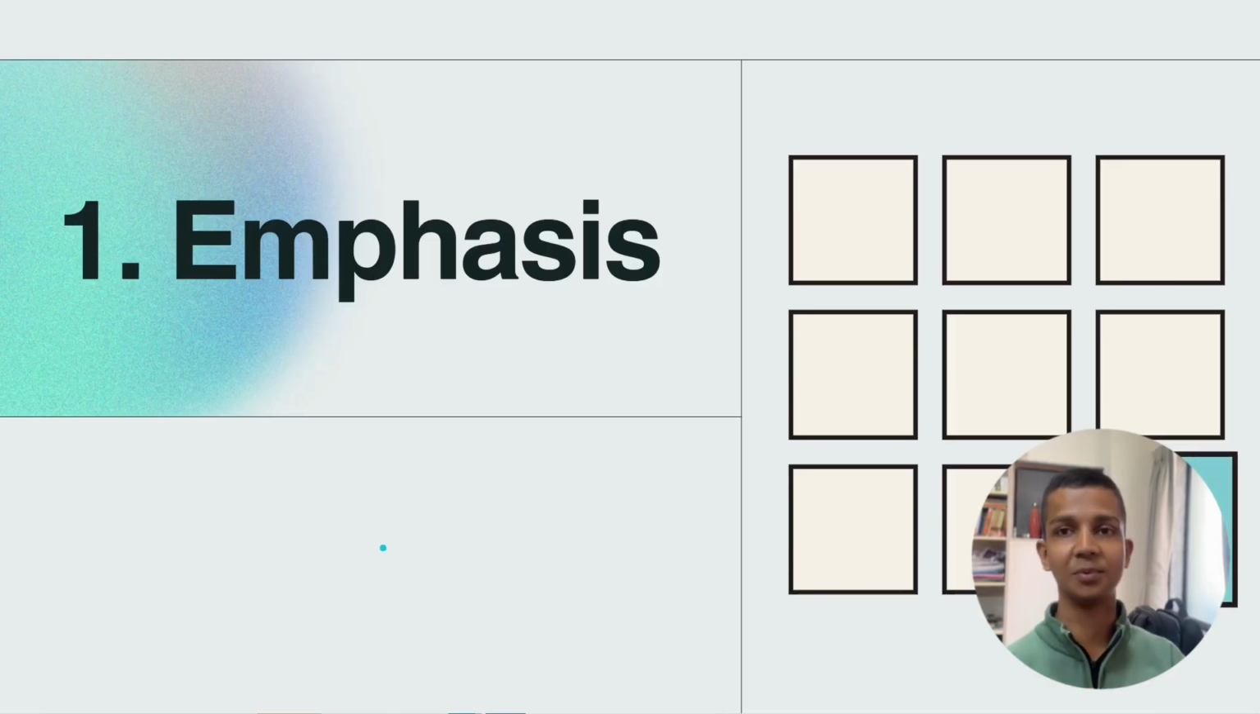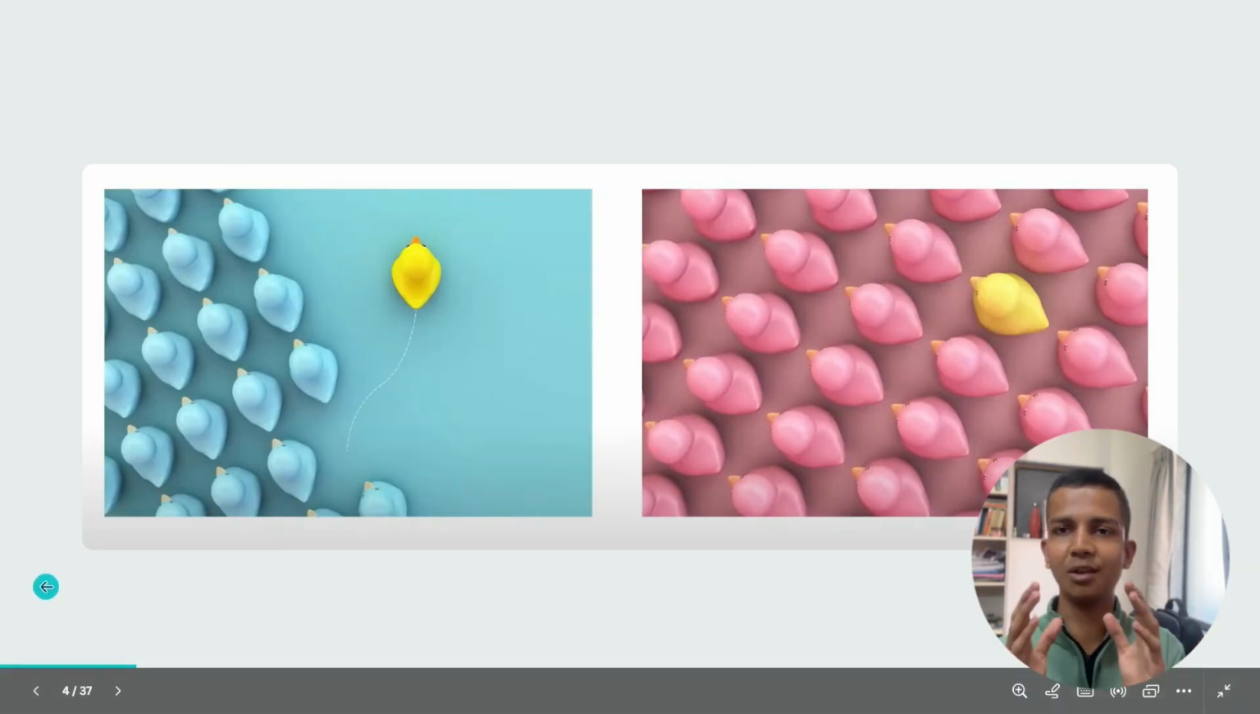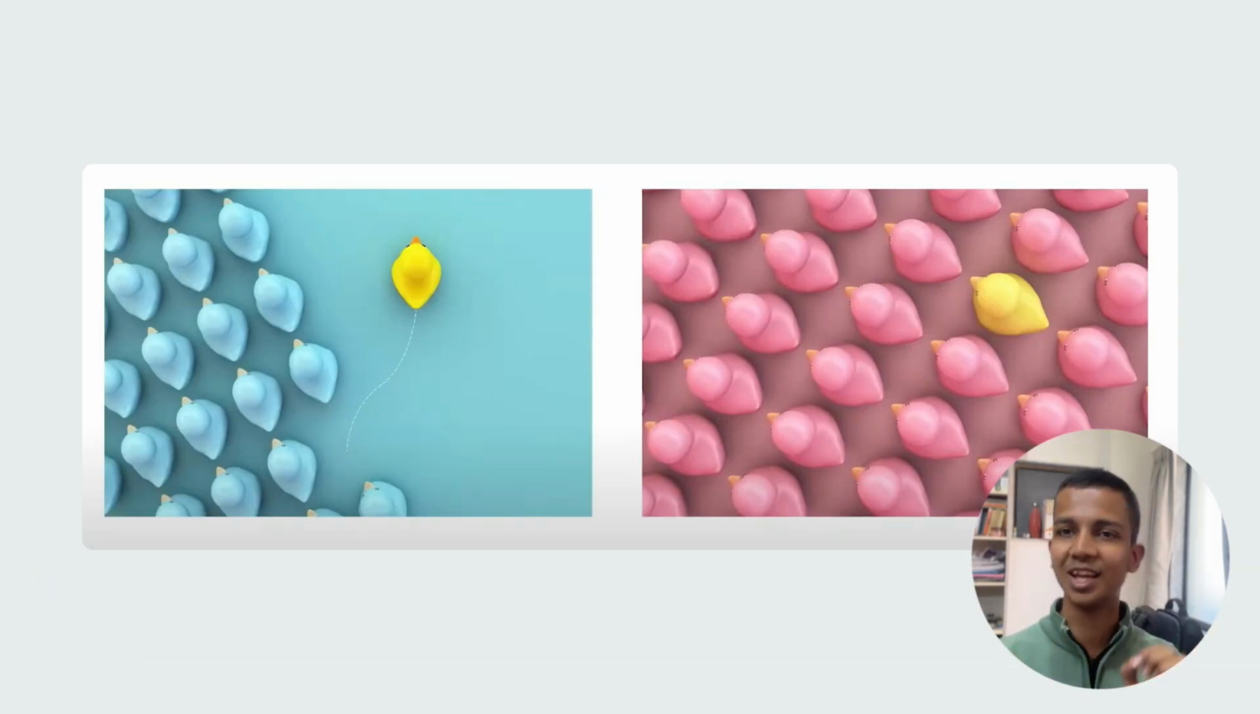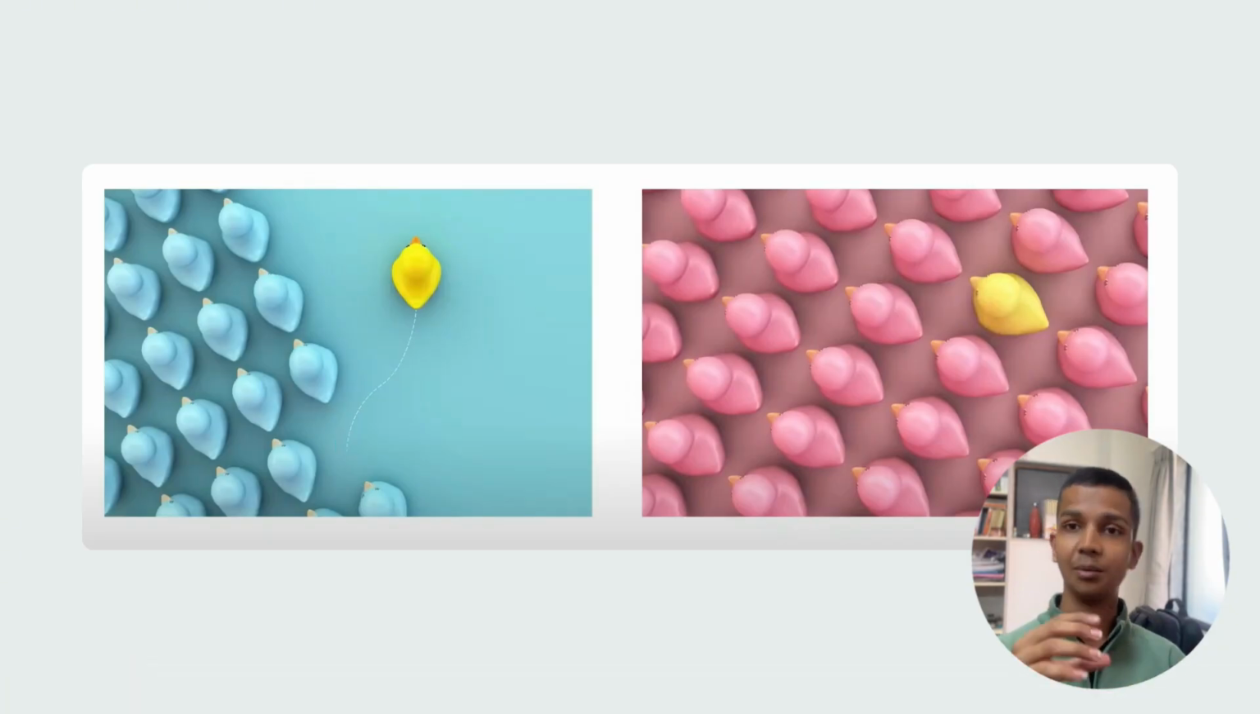Let's see our first principle, and that is emphasis. Emphasis is about making the most important part of your design stand out. It's the first thing that people notice. So let's see how to create emphasis. Looking at these two examples, what grabs your attention first? The yellow duck, right? And this is how emphasis is created. You can create emphasis by making the element look bigger, brighter, and you can also change the color, like in this example, and you can also use contrast.